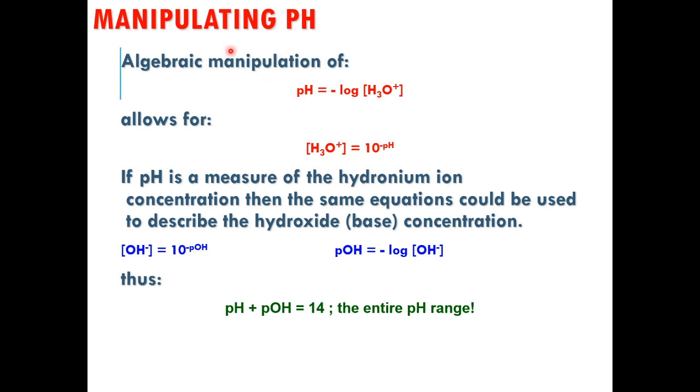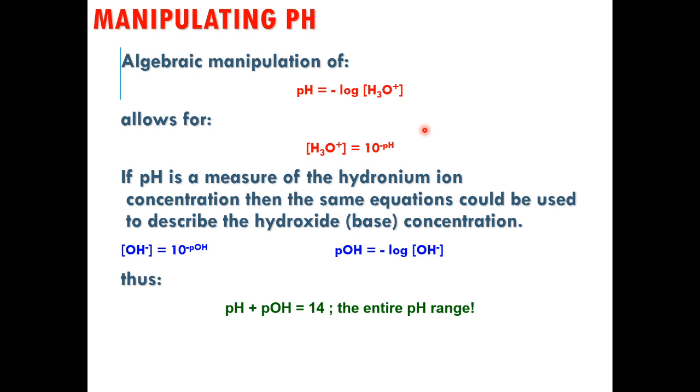So we can rearrange this equation to make it this. If we want to solve for H plus or hydronium ion concentration, we simply rearrange the equation and it's 10 to the negative pH. So these two equations are the ones we're going to use for dealing with pH or H plus.